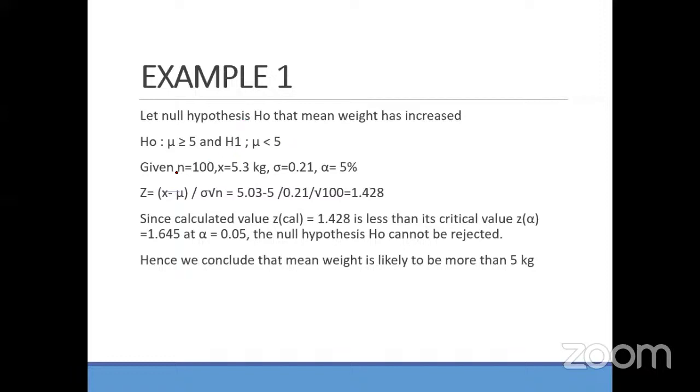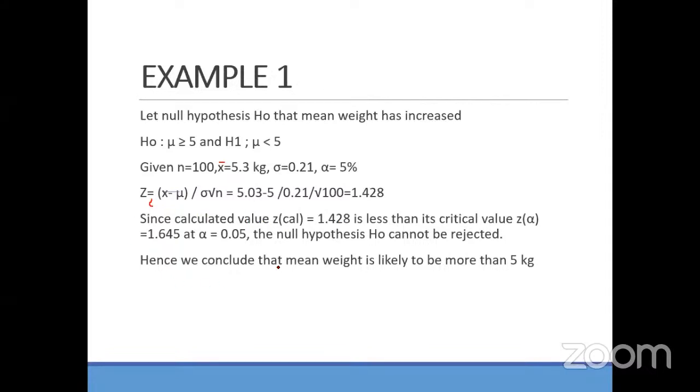And what else is given? The sample size is given, X bar is given. So this is nothing but X bar. So X bar is 5.3, sigma is given, alpha is given. So we know the formula. Z is what? X bar minus mu divided by sigma by root n. So we applied the formula. We got the Z score equal to 1.428. So this is my calculated value. This is my Z cal. This is Z calculated, right? So Z calculated is this.